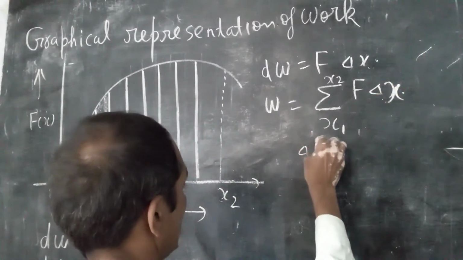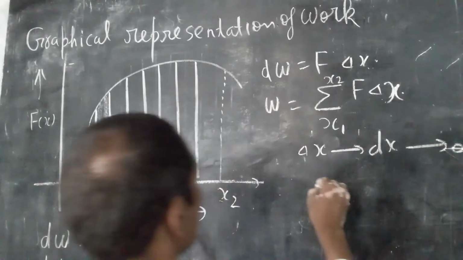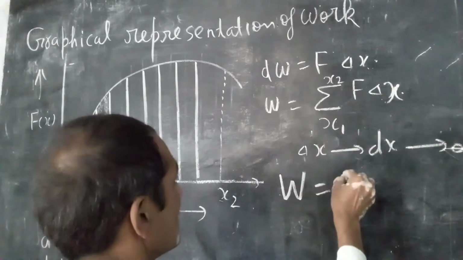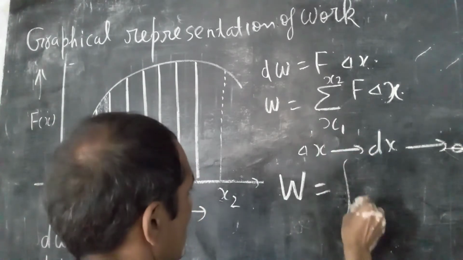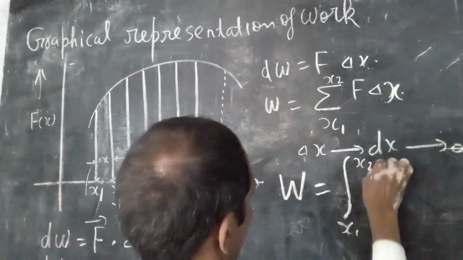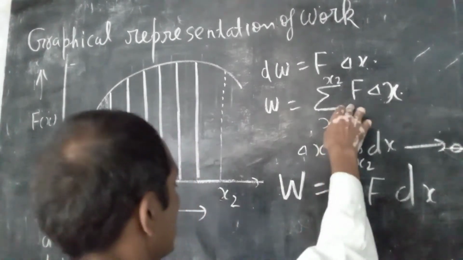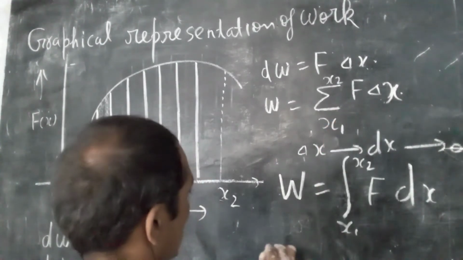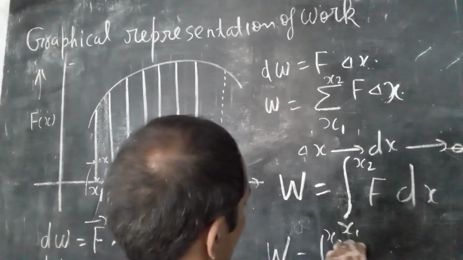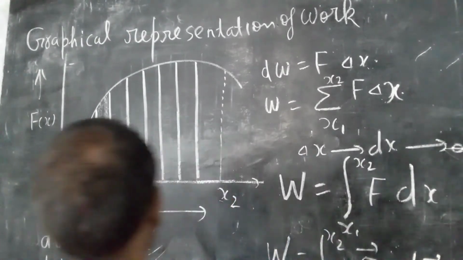If delta x is very small, tending to 0, then this summation changes into integration. The process of continuous addition is known as integration. So W is equal to the integral from x1 to x2 of vector F dot dx. So this is your formula.